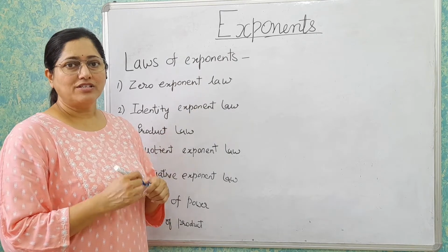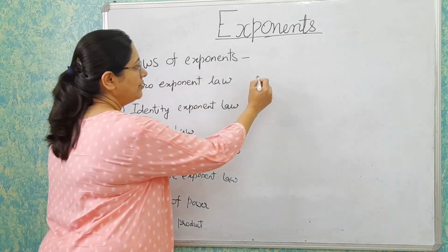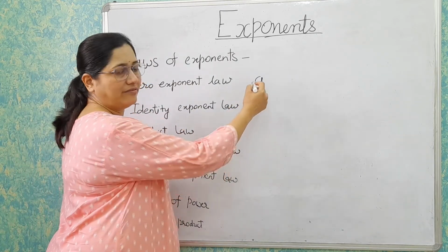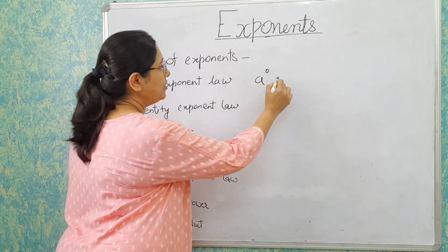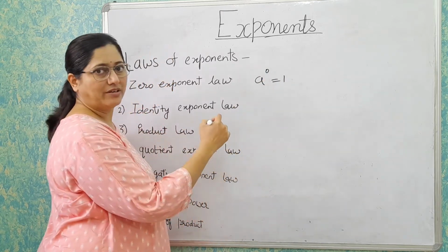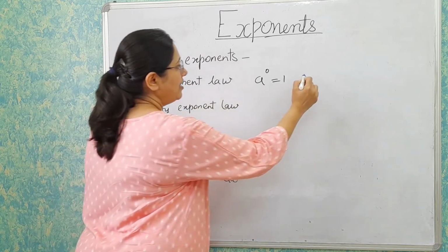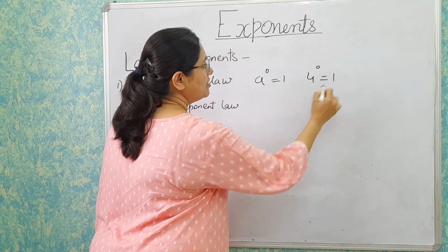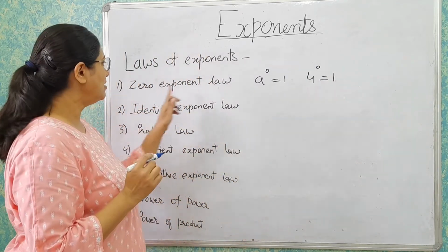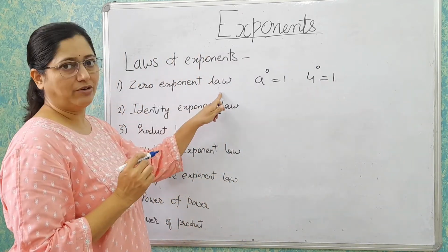In this law, suppose there is a number a and its exponent is 0. So its value is always equal to 1. For example, if I write 4 raised to the power 0, then it is always equal to 1. This is the first law, the zero exponent law.